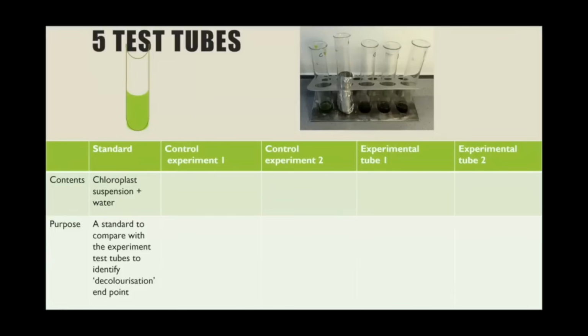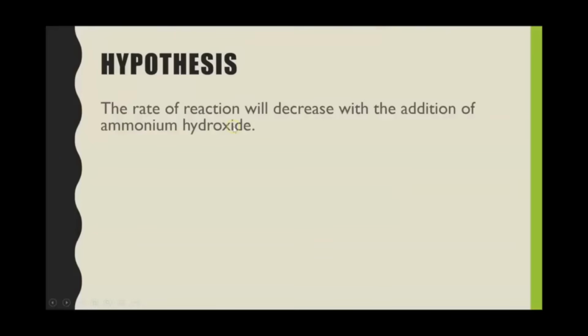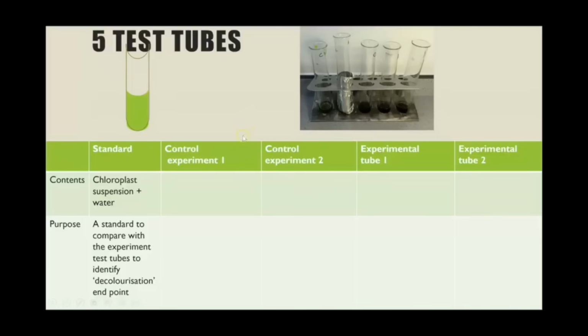So the method then, what I'm going to be doing is setting up 5 test tubes. Only the last 2 are my experimental tubes where I'll be gaining the evidence or the data to be able to say whether this prediction is correct or not. The other 3 are to help with the validity of the experiment.